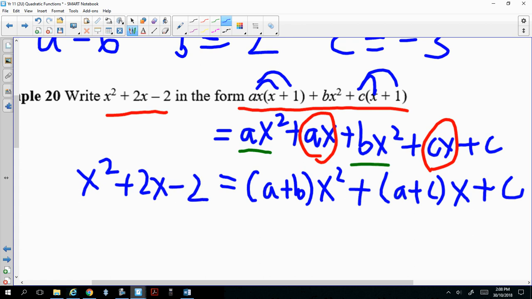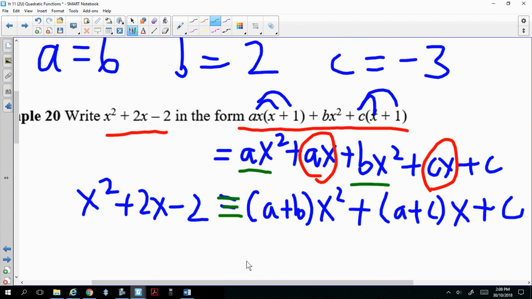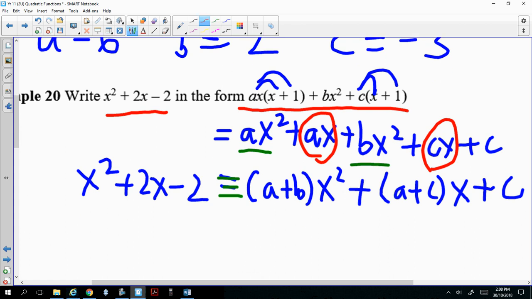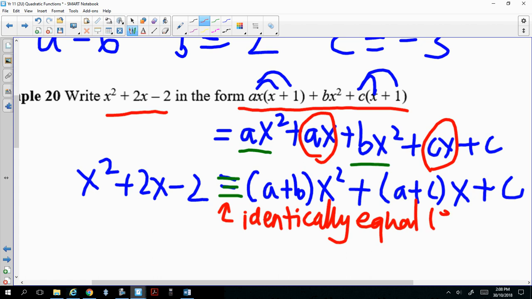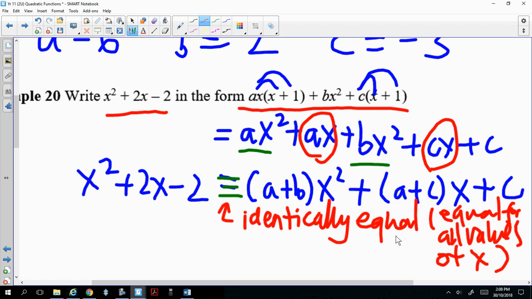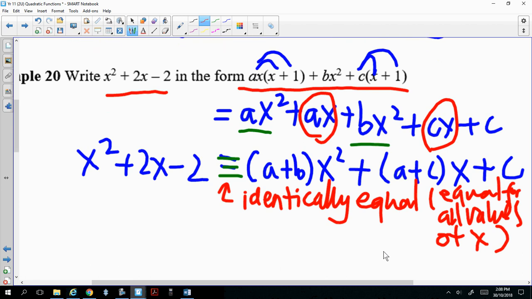Actually, I should use the symbol identically equal. What does identically equal mean? That they're equal for all values of x. So let me write this statement: identically equal means equal for all values of x. Okay? All right, good.